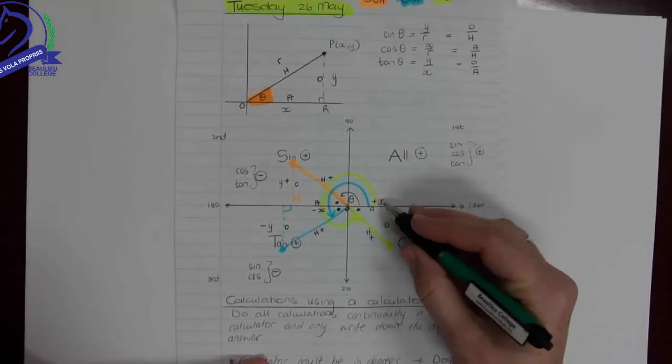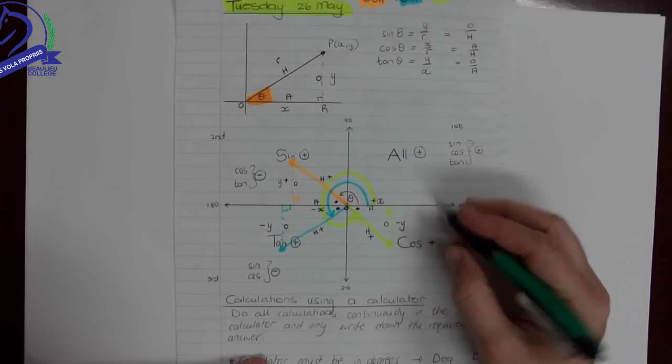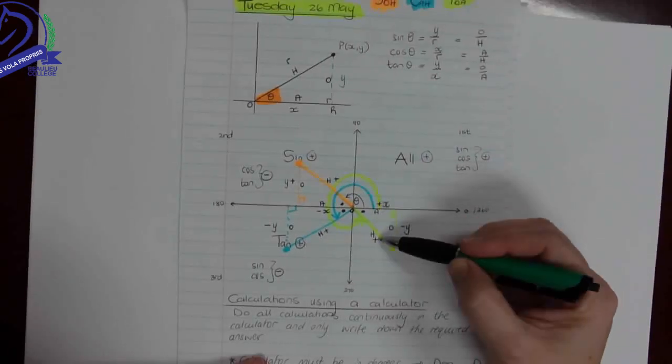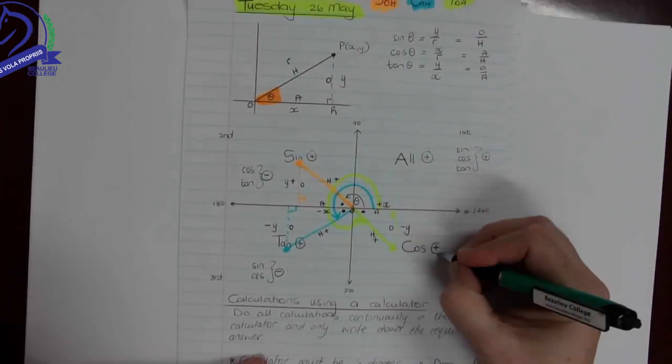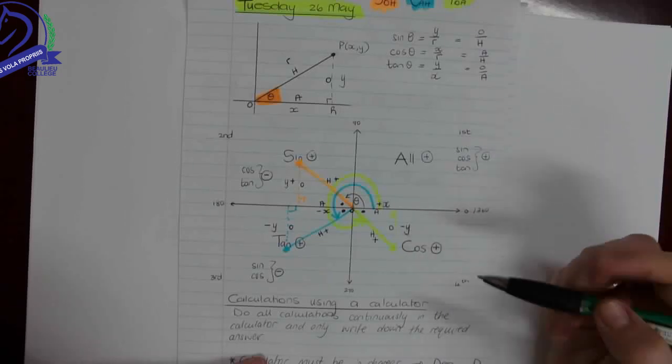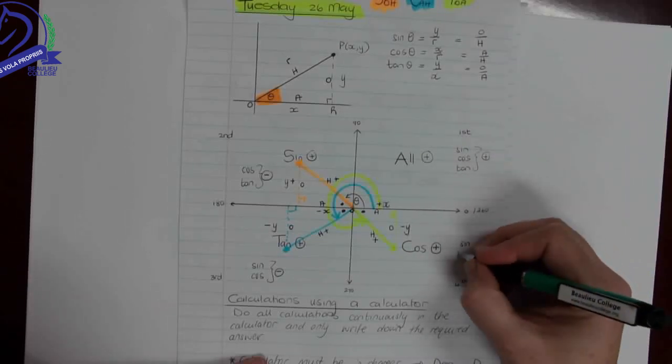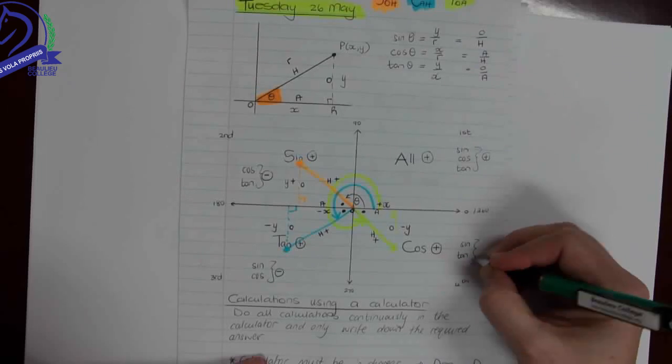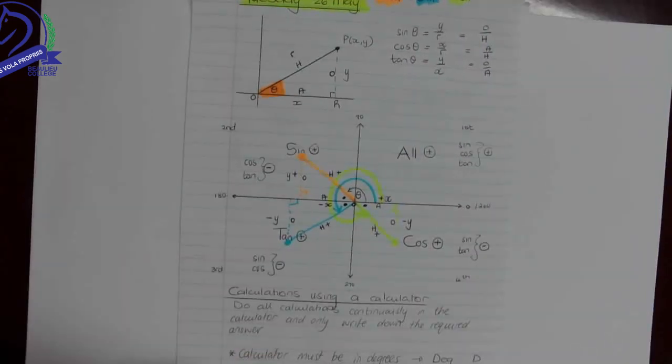So if my x value is positive, I will have cos positive, because a plus divided by a plus is a plus. But my sine and my tan will both be negative.